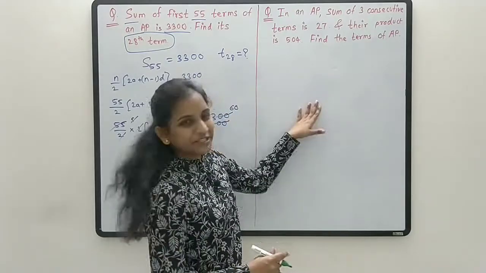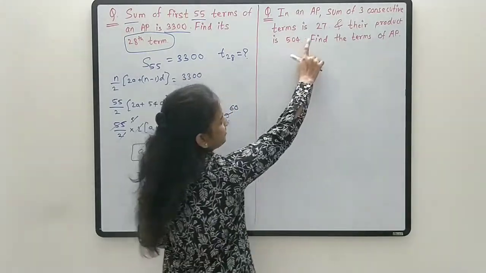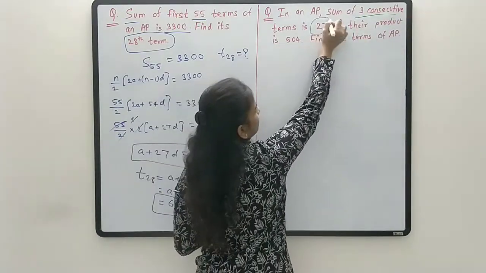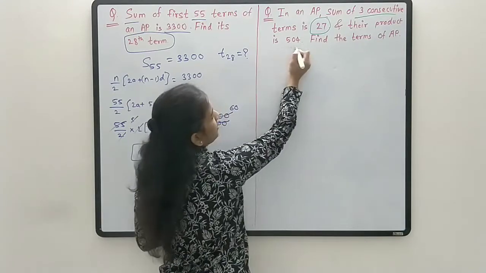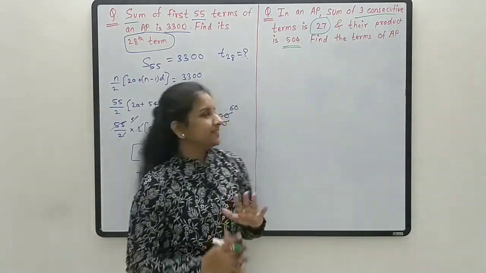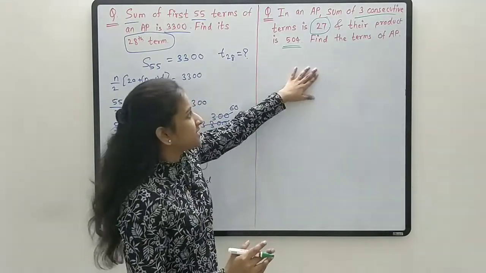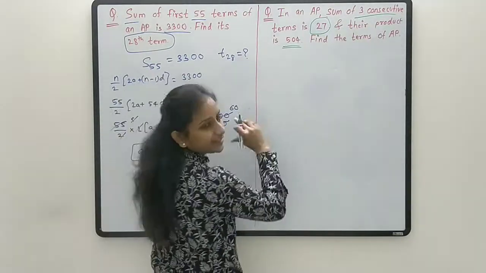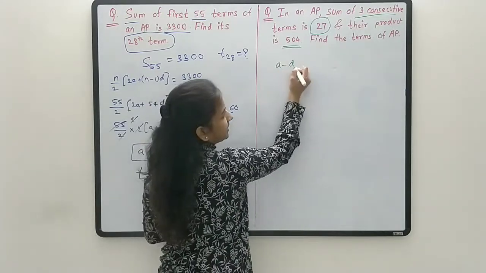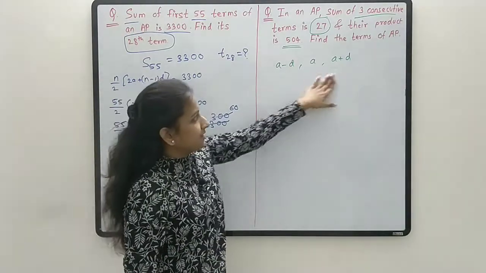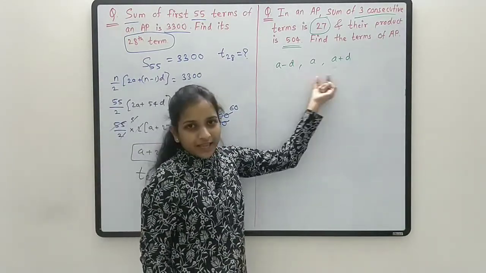Now let's solve this question together. In an AP, the sum of 3 consecutive terms is 27 and their product is 504. Then find the terms of the AP. Whenever you find such questions, 3 consecutive terms of an AP, it's always better to take the 3 terms as a minus d, a and a plus d. These 3 terms are an AP series.